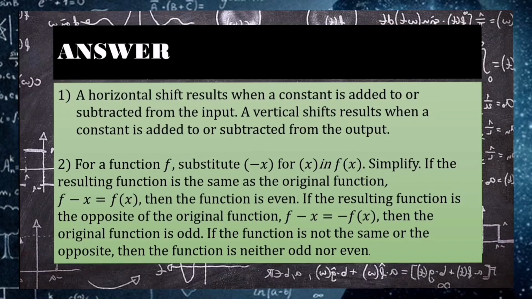For question number 2, for a function f(x), substitute negative x for x in f(x). Simplify. If the resulting function is the same as the original function, then the function is even. If the resulting function is the opposite of the original function, then the original function is odd. If the function is not the same or the opposite, then the function is neither odd nor even.